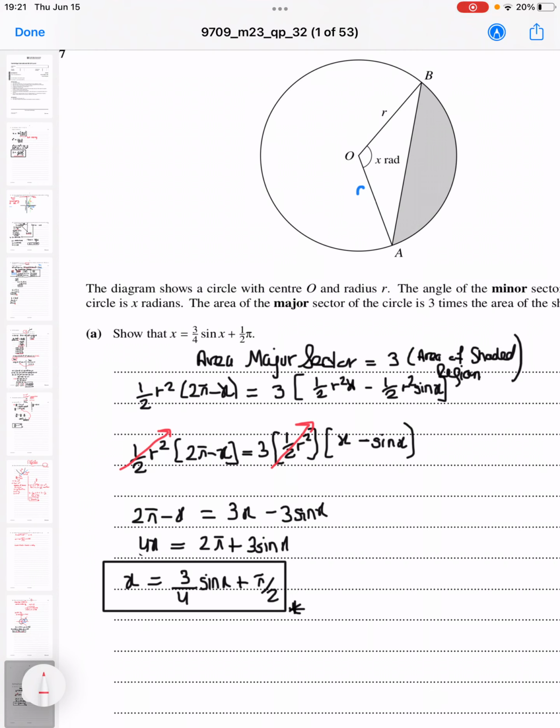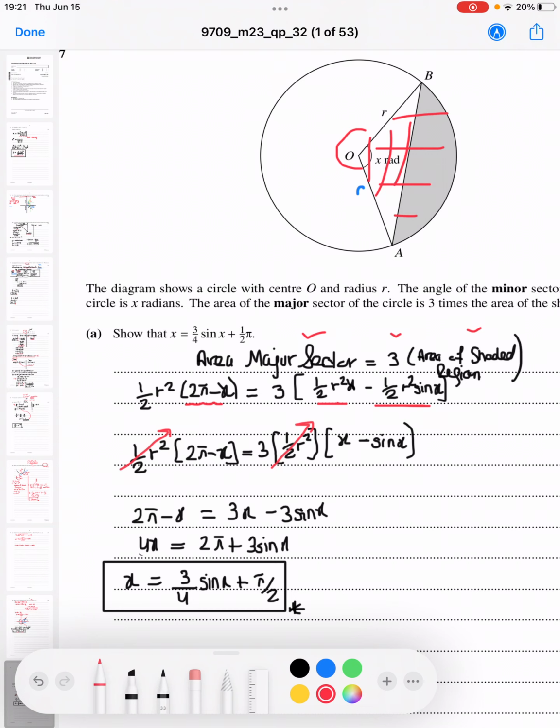So the area of the major sector is equal to 3 times the area of the shaded region. The area of the major sector is basically half r squared theta. So the major sector is this, and the angle is 2 pi minus x. So half r squared times (2 pi minus x) equals 3 times the area of the shaded region. The shaded region area is the area of the sector minus the area of the triangle. So the area of the sector, which is half r squared x, minus the area of the triangle, which is half r squared sine theta, or sine x in this case.